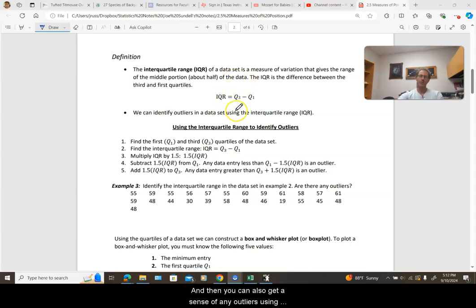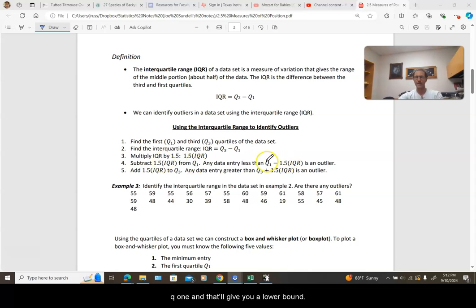And then you can also get a sense of any outliers using that interquartile range. So once you find that interquartile range, if you then multiply it by 1.5, that will tell you the distance away from this interquartile range that we might find any outliers.